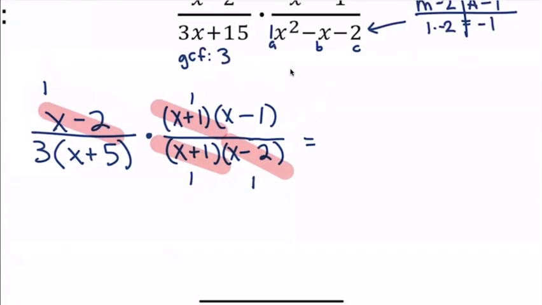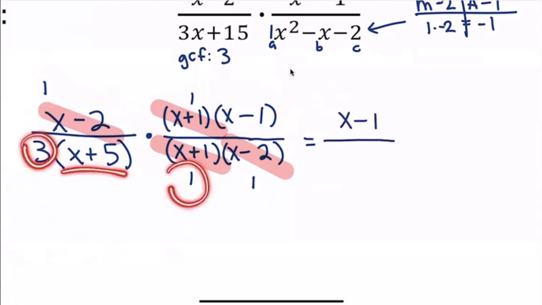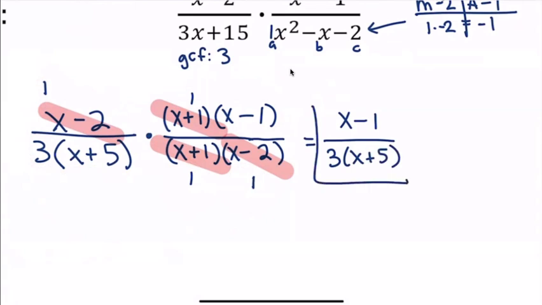So now across the top, I have 1 times x minus 1. So that would just be x minus 1. On the bottom, I have 3 times x plus 5 times 1 times 1. So just 3 times x plus 5. Then again, if you wanted to simplify further, you could multiply out that 3 to give you 3x plus 15. Like I said before, I'm going to give you extra credit on your practice if you decide to multiply it out.